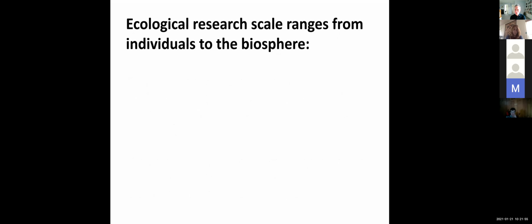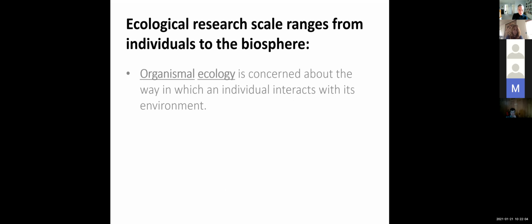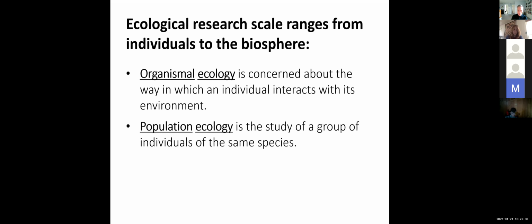So when we talk about ecological research, it can be done on a number of different scales, and it ranges from individuals all the way up to the biosphere. And each one of these branches of ecology has a name to indicate what level of scale it deals with. So when we look at organismal ecology, it's concerned with the way in which an individual interacts with its environment, right? One specific individual organism and how it interacts with its environment. So that's organismal ecology. Next up from that, we have population ecology. That's a study of a group of individuals of the same species and their interactions with other species and with their environment.